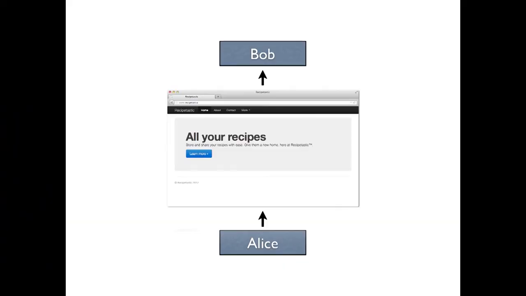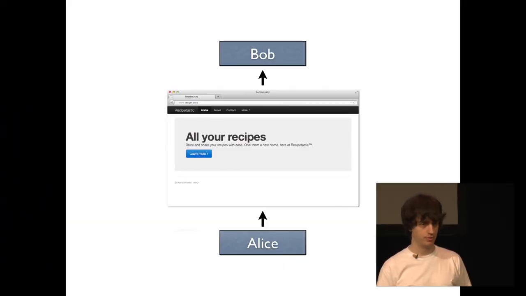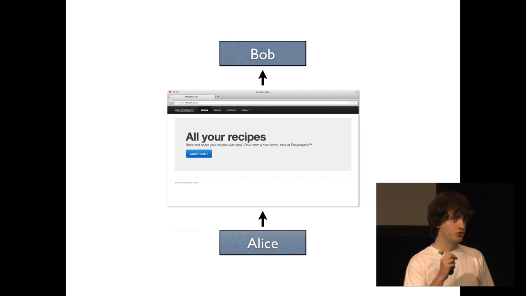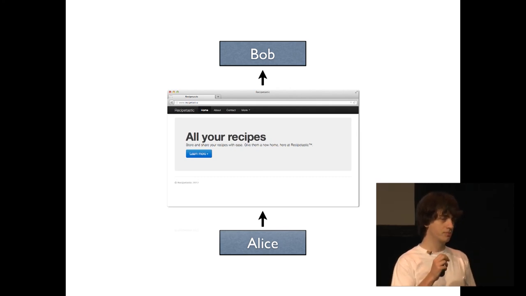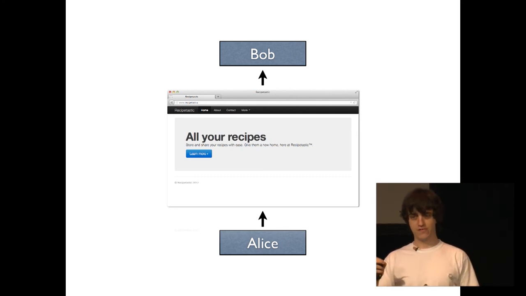This website, this web application, Web 2.0, allows Alice to store the recipes and then Bob to retrieve them and bake them. Now there's a problem. There are two people that want to do evil.